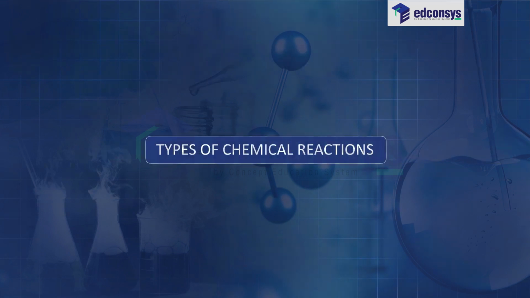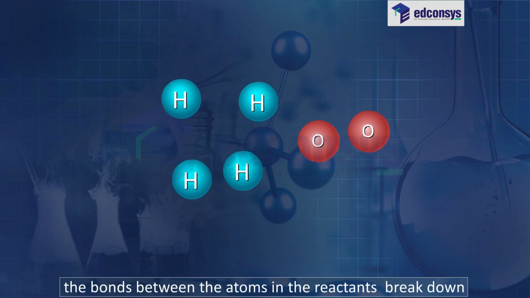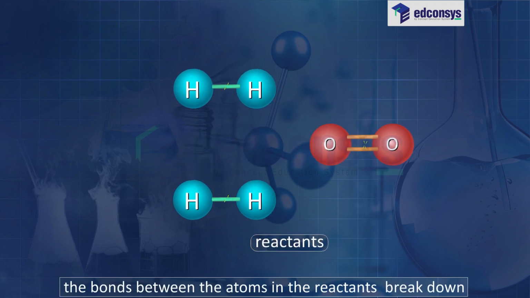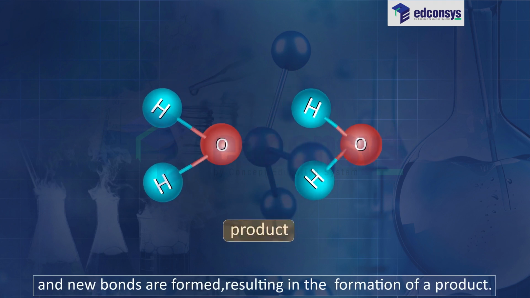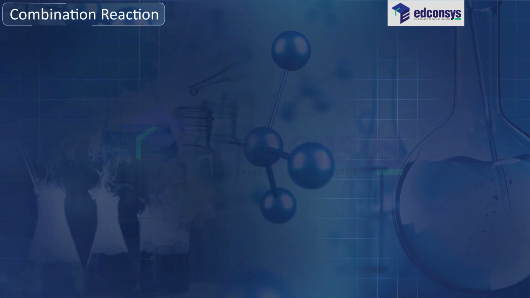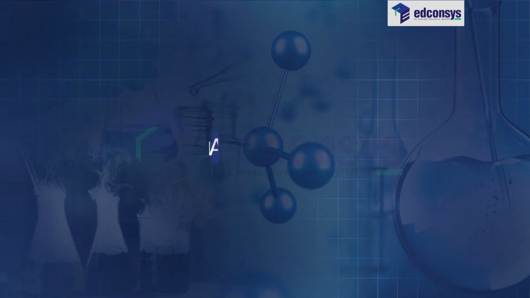Types of chemical reactions. During a chemical reaction, the bonds between the atoms in the reactants break down and new bonds are formed, resulting in the formation of a product. Combination reaction. The process by which a product is formed from two or more reactants is called a combination reaction.